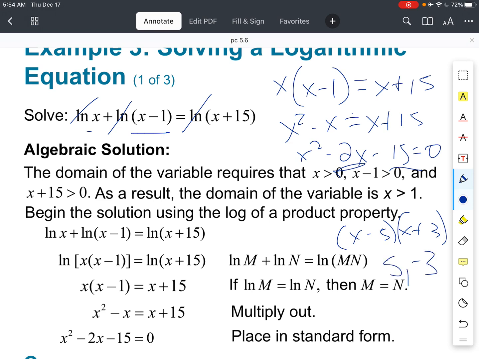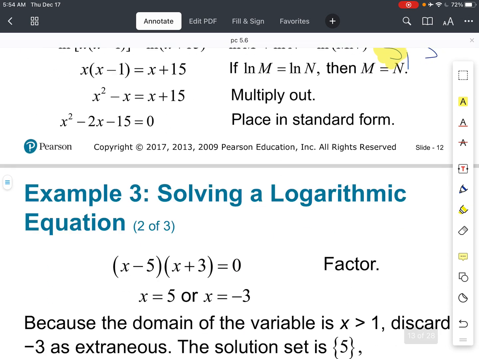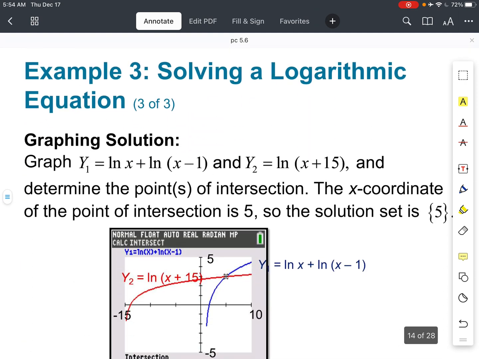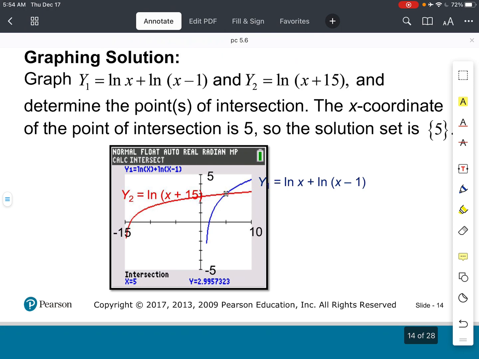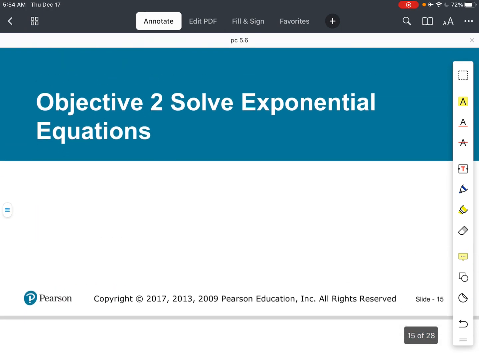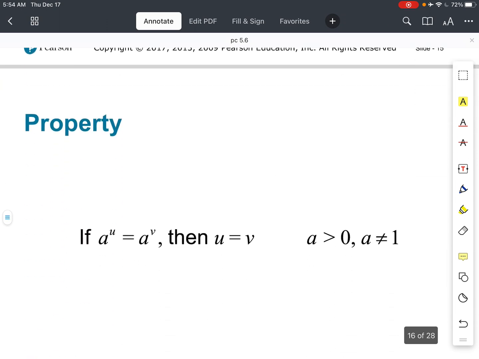Now my two solutions to this would be 5 and negative 3. I must test those. Okay, well, if I plug a negative 3 into my first logarithm in the original equation, it would be negative, right? So negative 3 does not work, so therefore 5 must be my answer. All right, so they show you that here on the next few slides. They show you how to graph this thing again. And then we're off to objective 2, solving exponential equations.